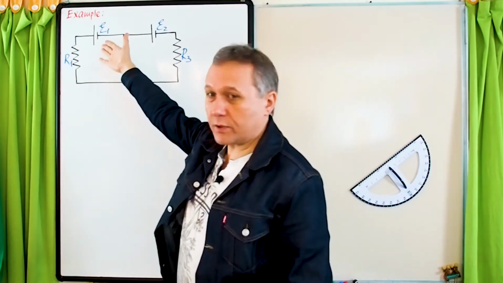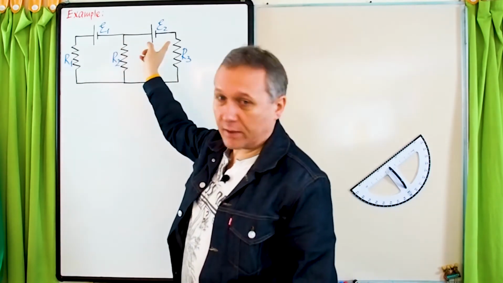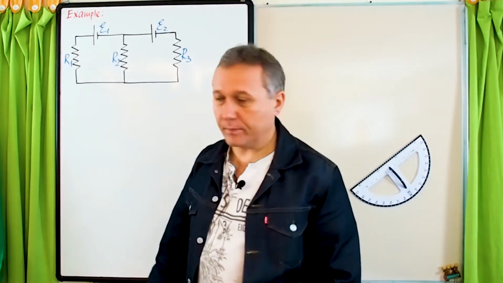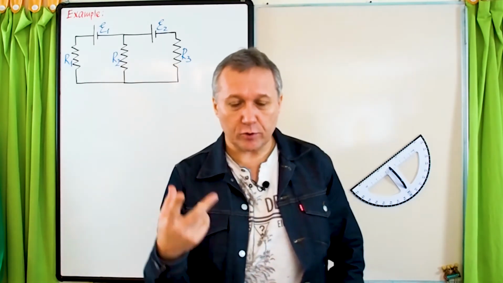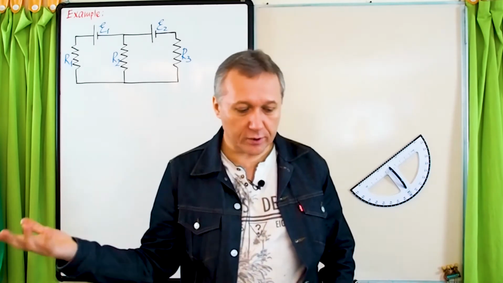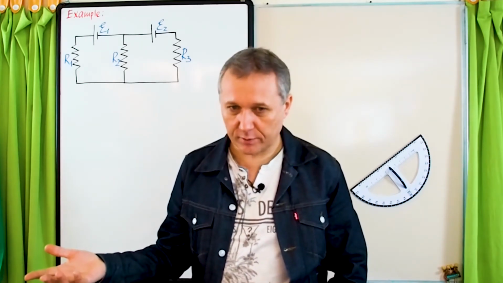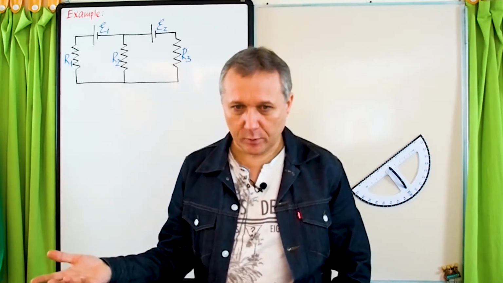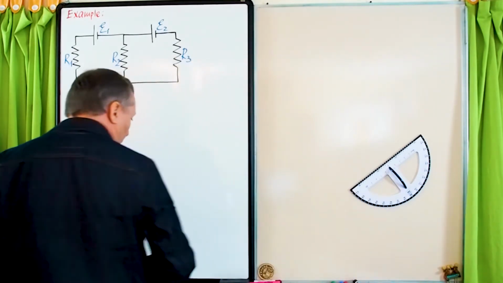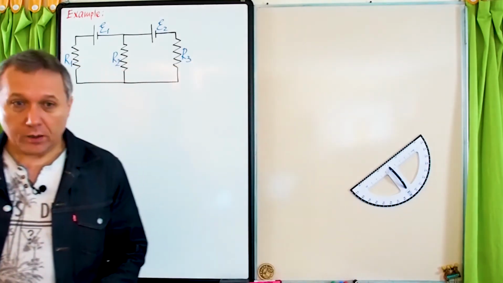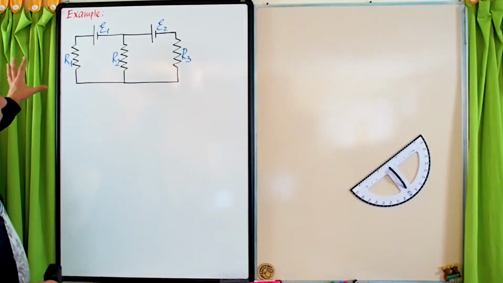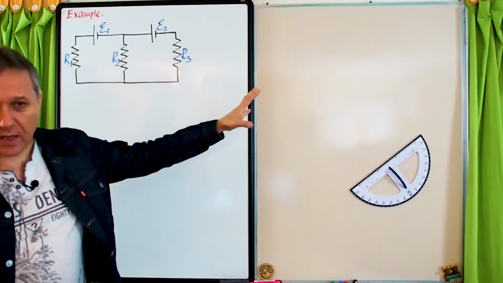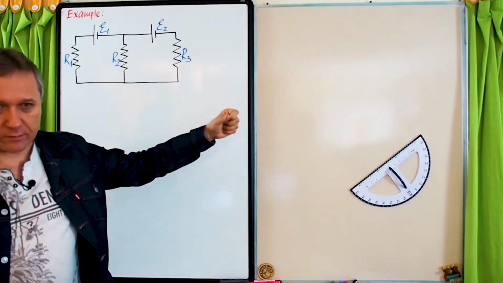We assume that those are ideal batteries. EMFs are given, so you know everything about the batteries. And we have three resistors. Resistances are given, so we need to find the currents through each of these resistors and the potential differences. Once you know all that, you know everything about the circuit. And of course, none of these resistors are connected either in series or in parallel.